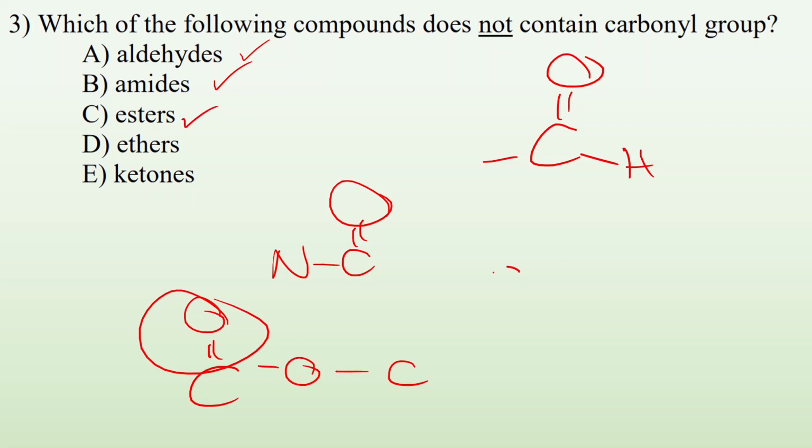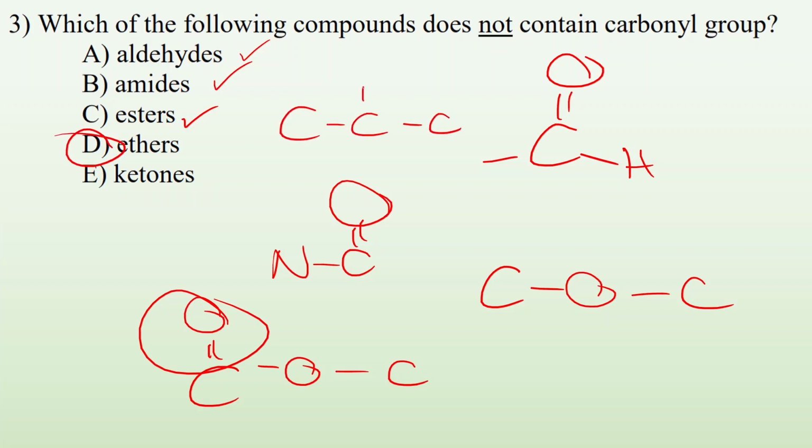Ethers, well, let's see, ethers, there's a carbon, oxygen, carbon bond. There's no double bond O. So it's looking like choice D will be our option. And ketones are just like aldehydes, except that double bond O is in the middle. It's not on an end carbon. So choice D.